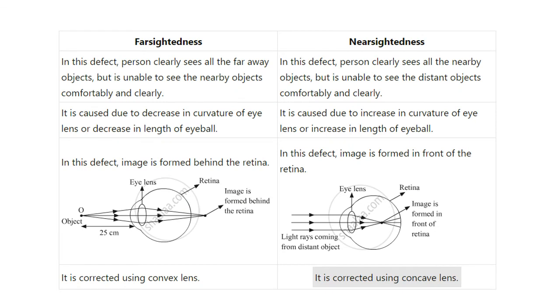Difference between farsightedness and nearsightedness. Always for a 2 marks question, you need to write minimum 4 points. If it's a 3 mark question, then you need to write 6 points of difference. Here they have given you the diagram. If you draw, it will be nice, but it is not necessary that you need to draw.